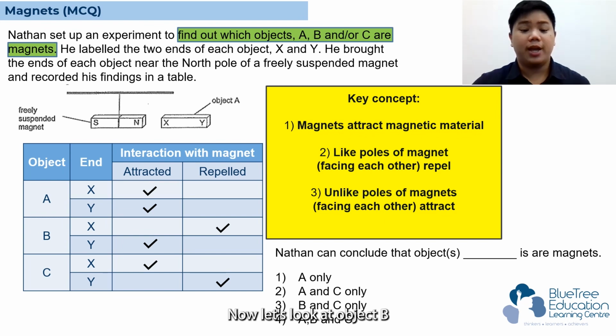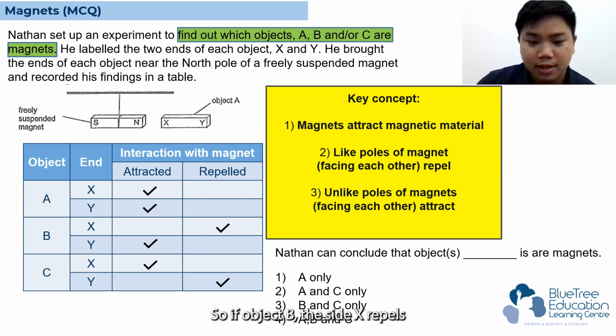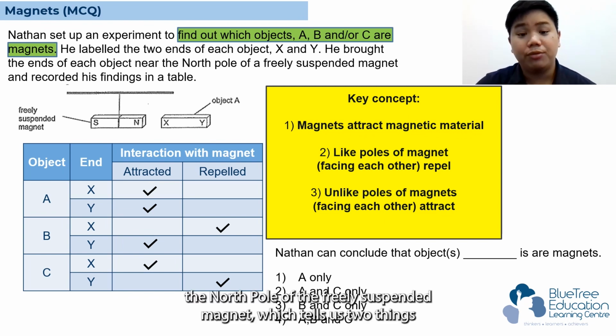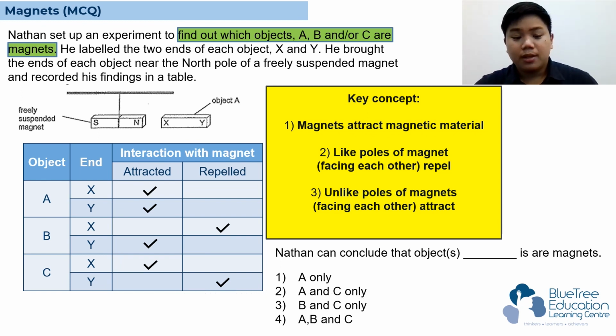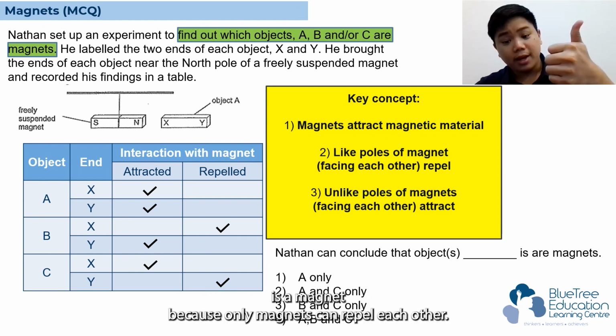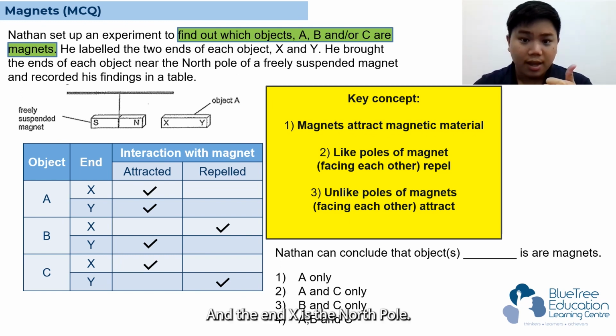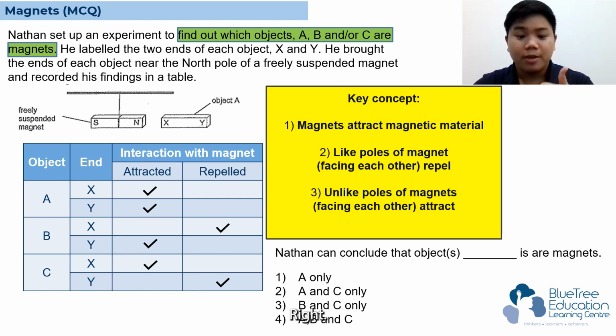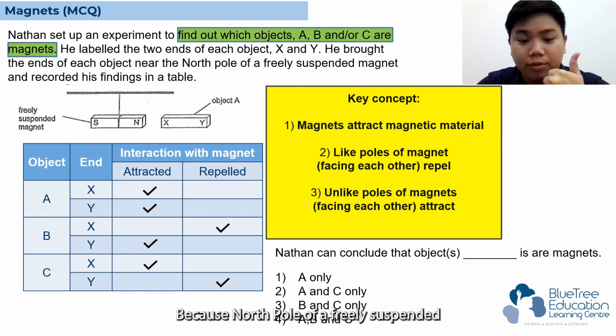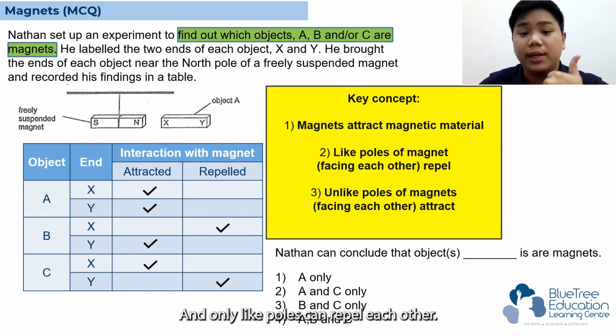Now let's look at object B. So for object B, the side X repels the north pole of the freely suspended magnet, which tells us two things, right? Object B is a magnet because only magnets can repel each other. And the end X is the north pole, right? Because the north pole of a freely suspended magnet is facing the X end, right? And only like poles can repel each other.